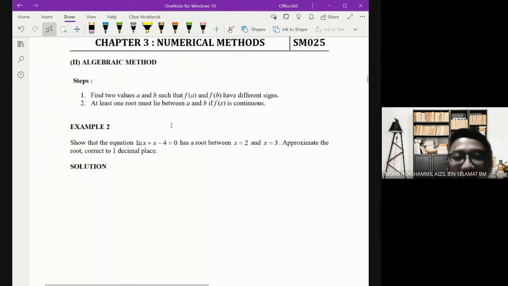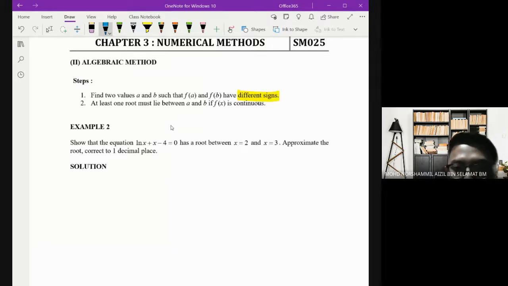Find two values A and B such that f(a), f(b) have different signs. Tengok tu, dia different signs. Okay. Maksudnya satu akan dapat positif, satu akan dapat negatif. Maksudnya bila satu dapat positif, satu dapat negatif, tengah-tengah tu jawapan dia. Okay, take a look at the question.